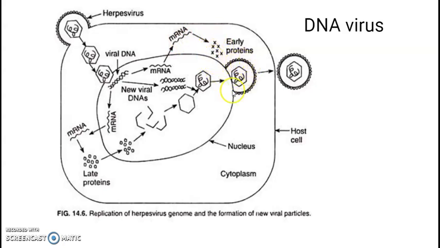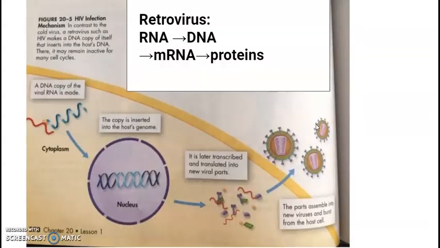And then all of this is put back together. You have the replicated DNA and the proteins that make up the protein coat. Then you can see as it buds off the cell, it pulls this viral envelope around it with these viral proteins embedded. And that's kind of the life cycle of a DNA virus.